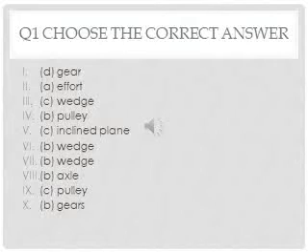Number 10, in a bicycle, dash transmits power from one part to another. Option A. Wheel, B. Gear, C. Pulley, D. Chain. Answer is option B, Gear.